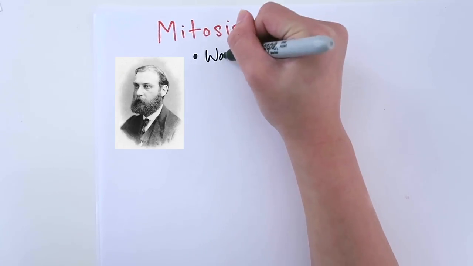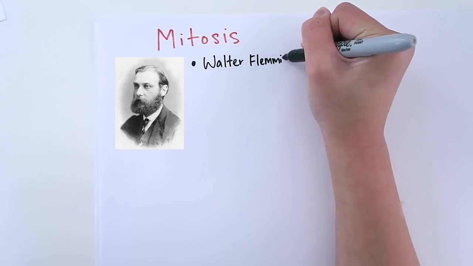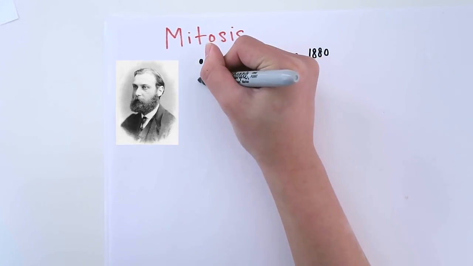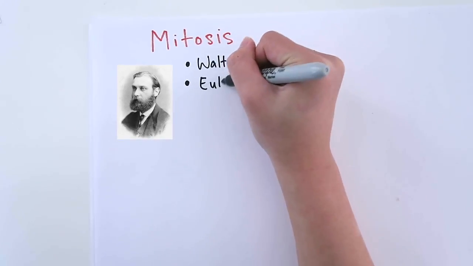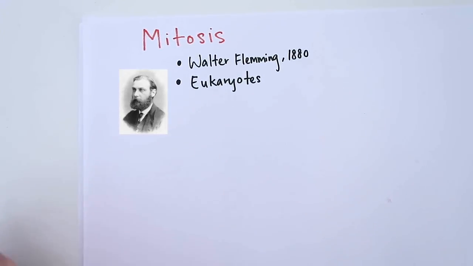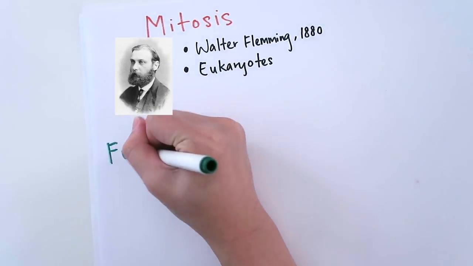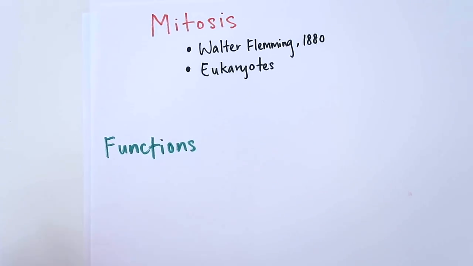Mitosis was first discovered by Walter Fleming in the year 1880. It is the cellular division of nucleated cells into two identical daughter cells. Hence, it only happens in eukaryotic cells. Mitosis has three main functions.